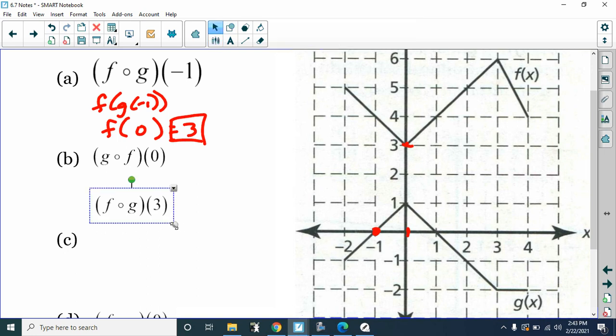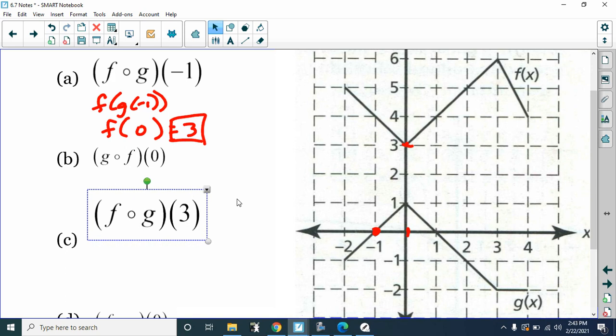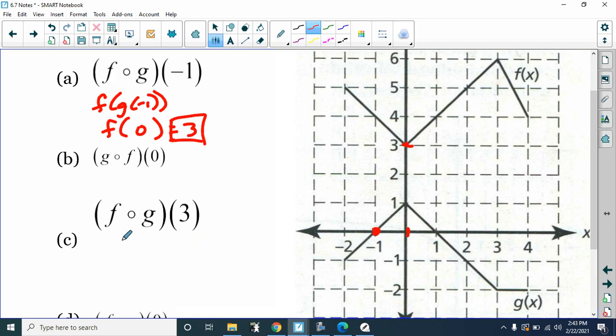Let's try this one, f of g of 3. Again, I'd rewrite it like this. G of 3, when x is 3, g of x is -2. Now it wants to know what is f of -2. When x is -2, f of x is 5.